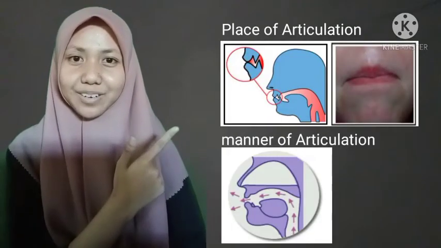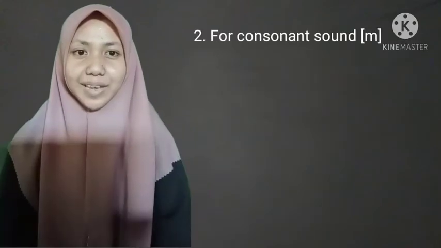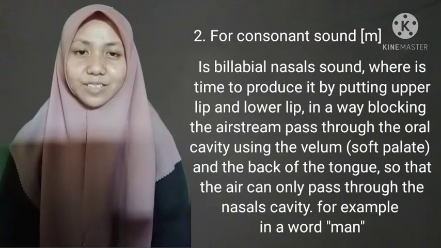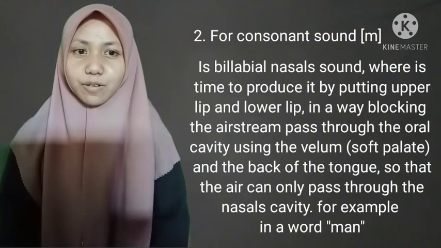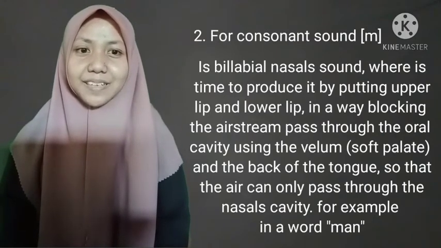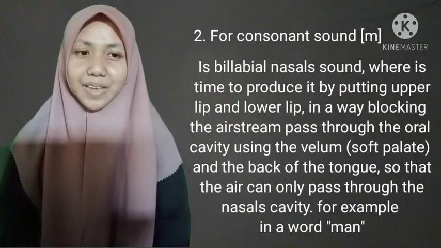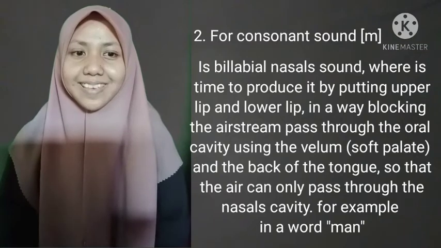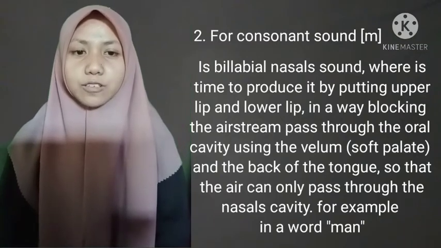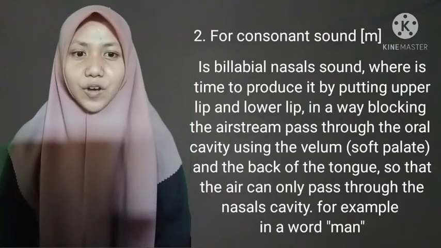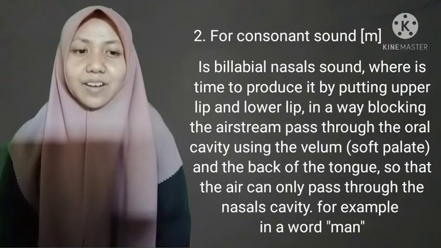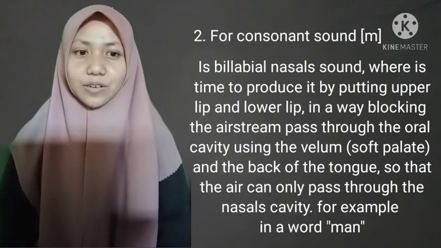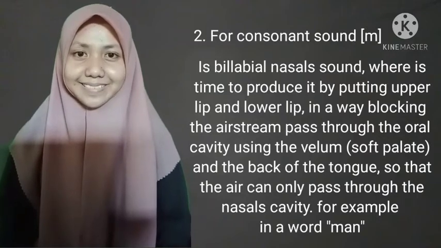Like that picture. 2. For the sound M, it is a bilabial nasal sound, which is produced by parting the upper lip and lower lip in a way that blocks the air stream passing through the oral cavity, using the velum or soft palate and the back of the tongue, so that air can only pass through the nasal cavity. For example, in the word man.